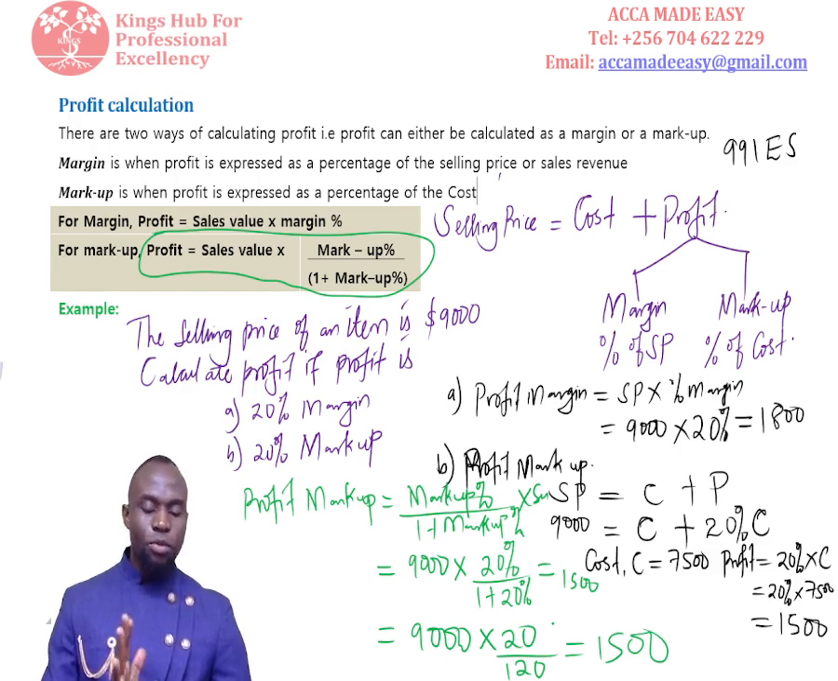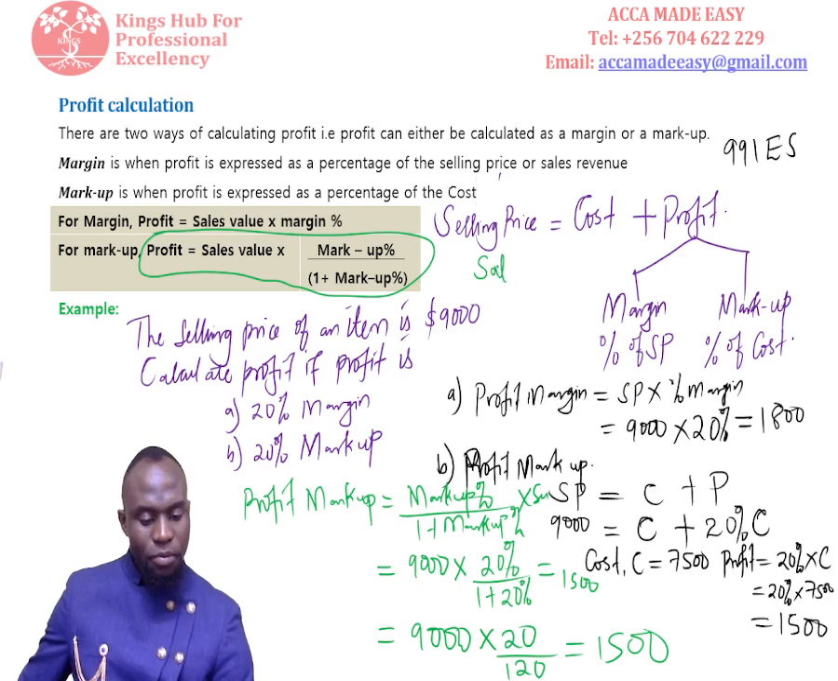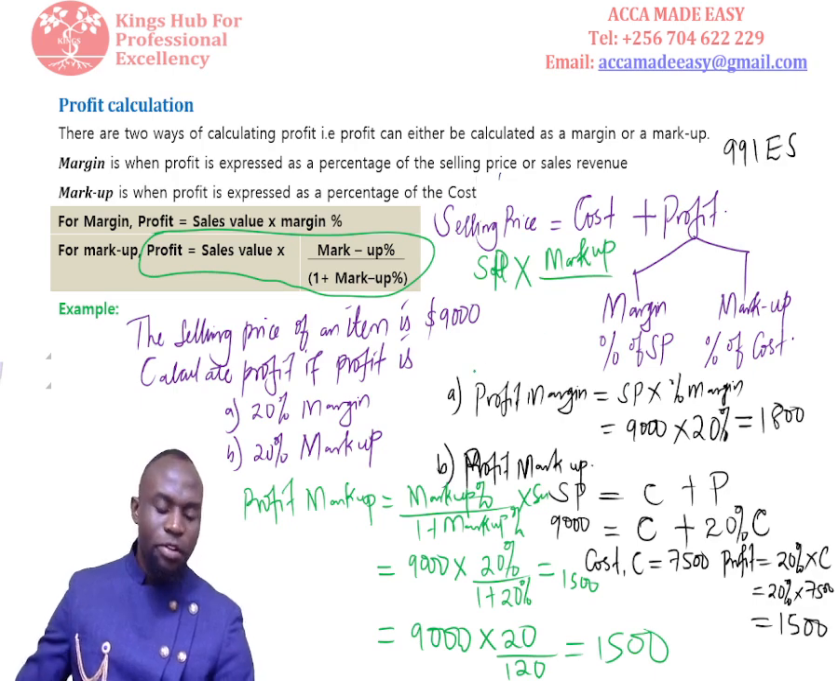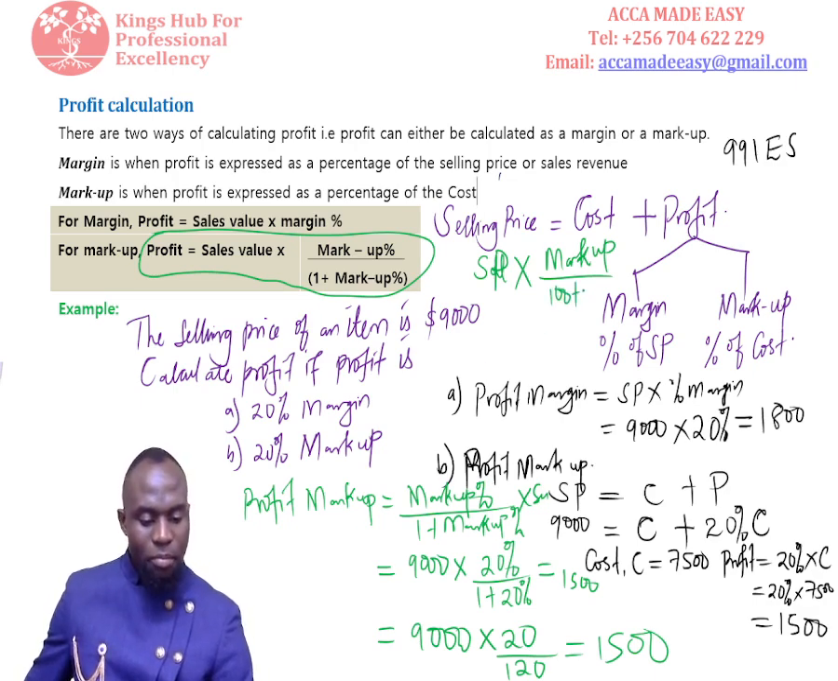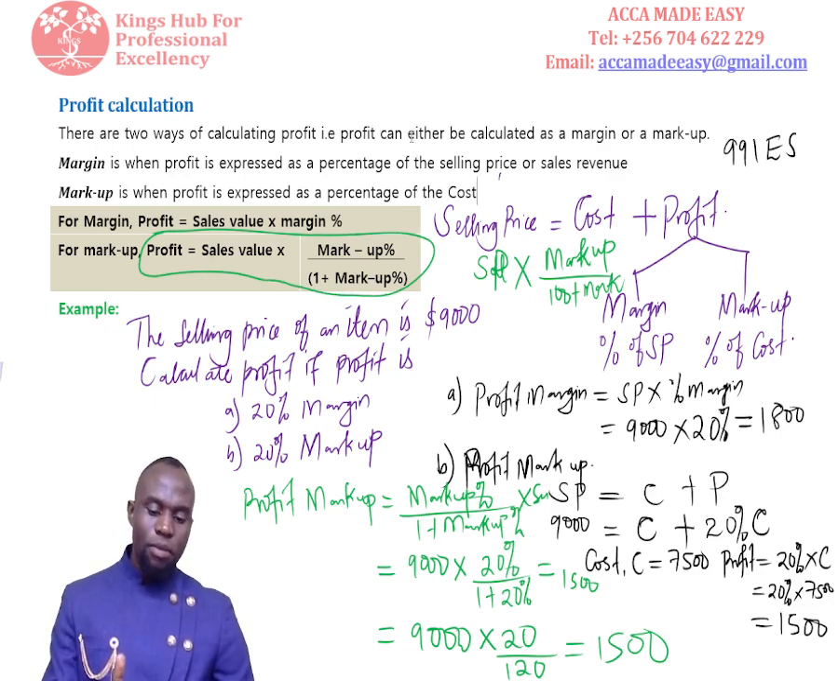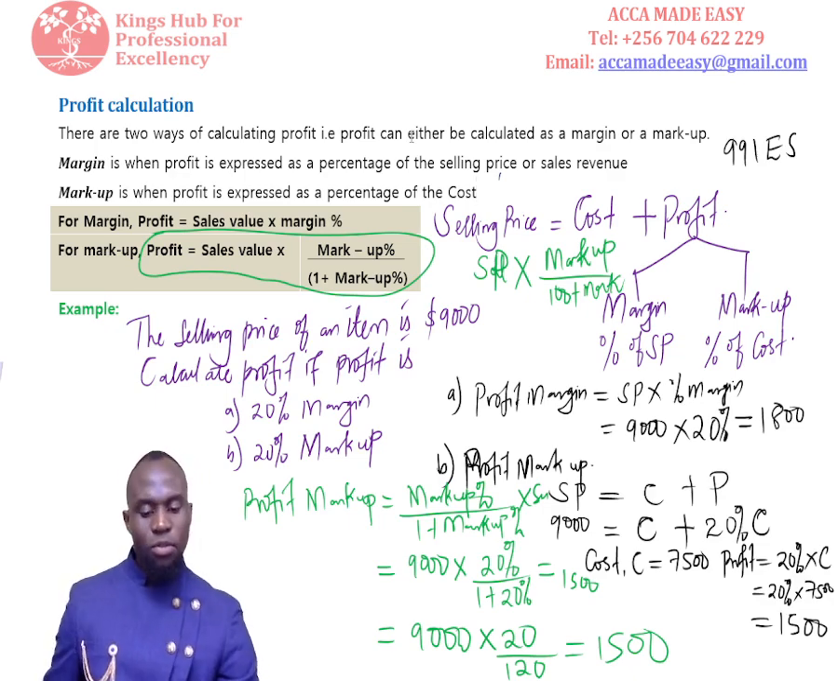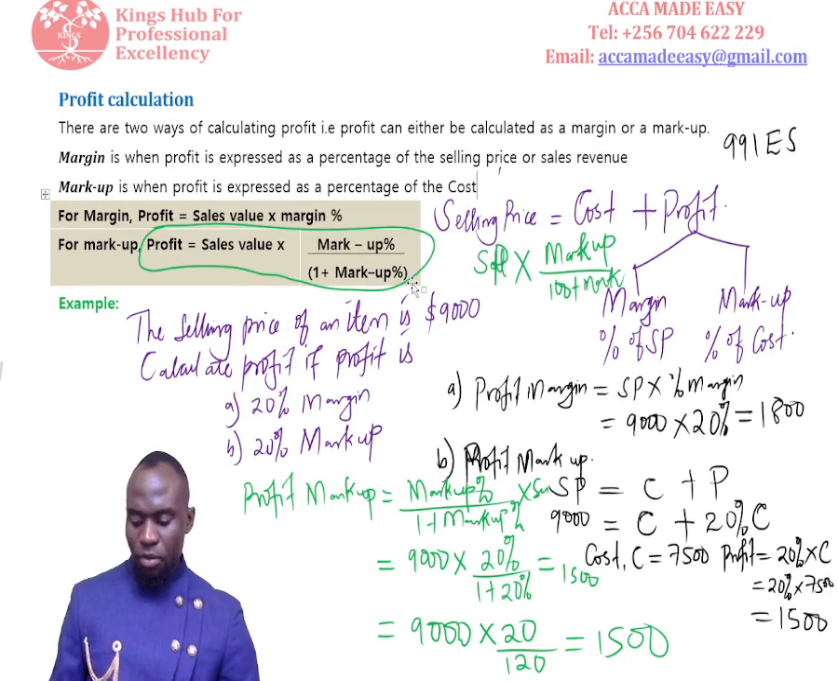So in summary, if you want profit markup, you always do selling price or sales value times the markup percent. You can leave the percentage divided by 100 plus the markup. So it is simply that. Margin is direct: selling price times profit percentage. Markup, you have to go through this. So stop there.